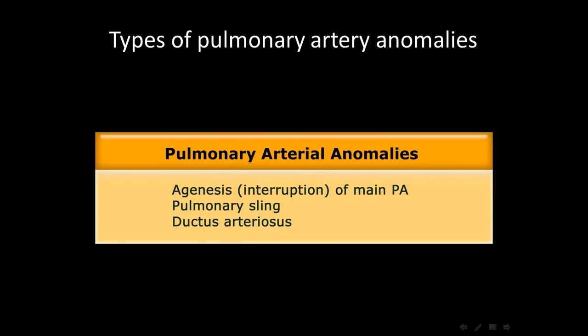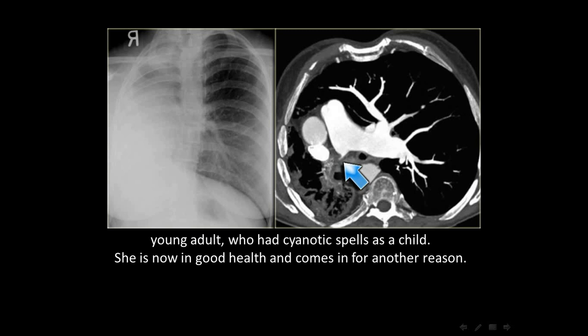We move on to talk about the anomalies of the pulmonary arteries and pulmonary veins. The anomalies of the pulmonary arteries include agenesis, or interruption of the main pulmonary artery, pulmonary sling, and patent ductus arteriosus. What do you see in this image? This is a chest X-ray and an axial CT for a young adult who had cyanotic spells when he was small, and now he's doing well. These images were taken for another reason.